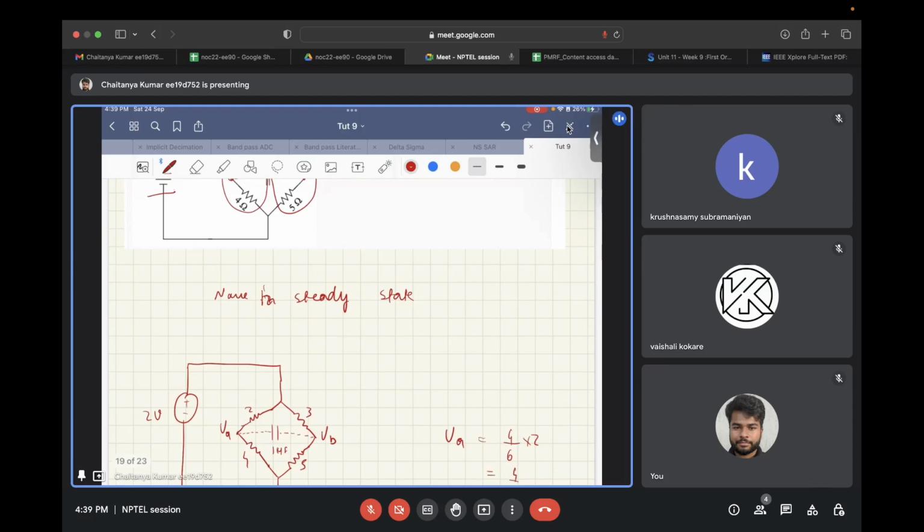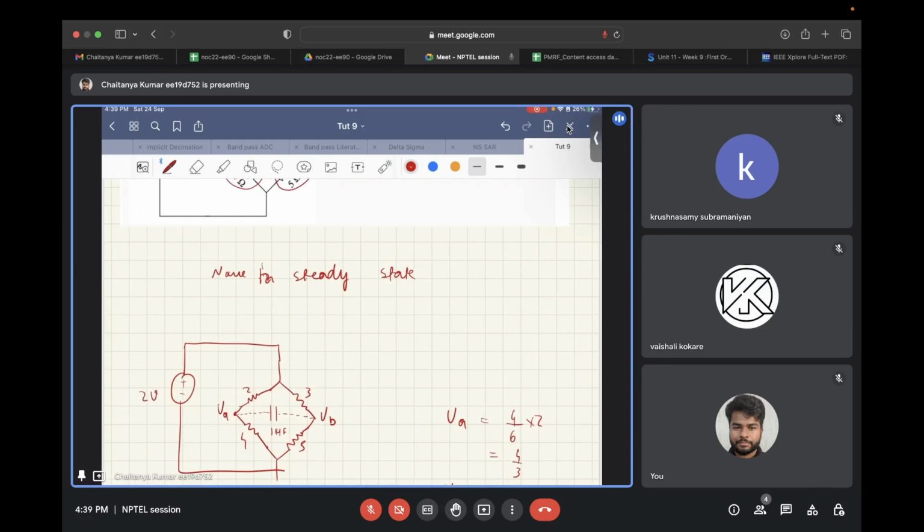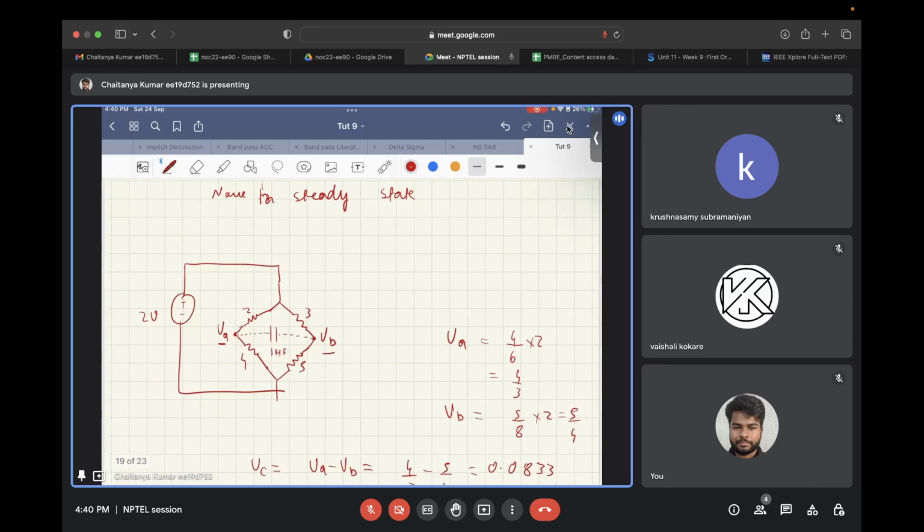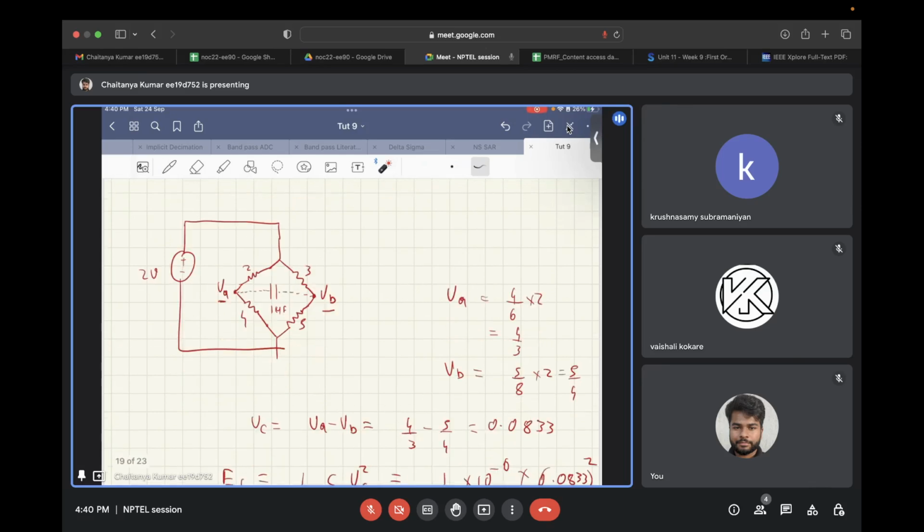Now in steady state, this capacitor will become an open circuit, so this capacitor can be ignored. Now in this case, you can in a straightforward manner find the voltages VA and VB. VA will be the resistor divider between this 2 ohm and 4 ohm resistor, and that comes out to be 4 by 3. Similarly, VB will be the resistor divider between the 3 ohm and 5 ohm resistor, which comes out as 5 by 4. So the voltage across the capacitor in the steady state, that is VC, will be equal to VA minus VB, and that comes out to be 4 by 3 minus 5 by 4.